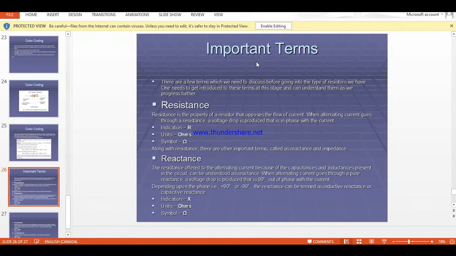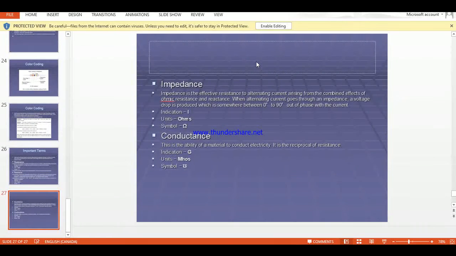Symbol X, unit ohm. So we will discuss impedance. Impedance is the effective resistance to alternating current arising from the combined effect of ohmic resistance and reactance. When alternating current goes through the impedance, a voltage drop is produced which is somewhere between 0 degrees to 90 degrees out of phase with the current. Symbol Z, unit ohm.